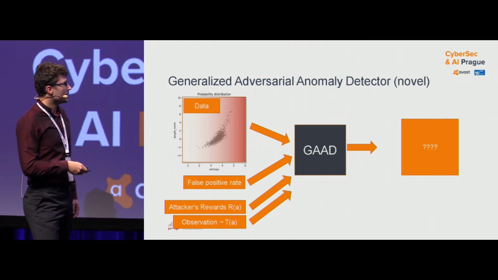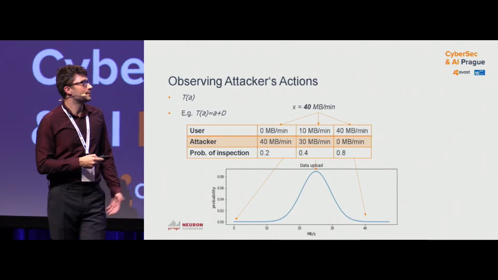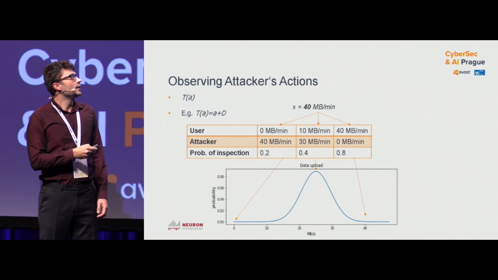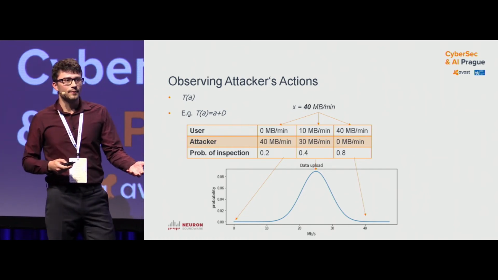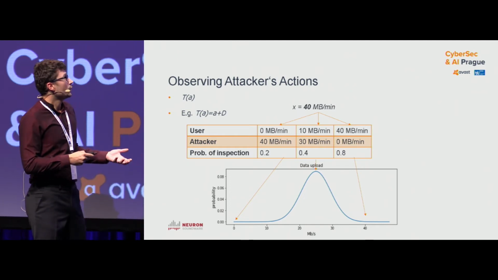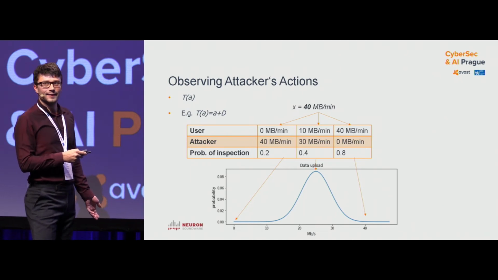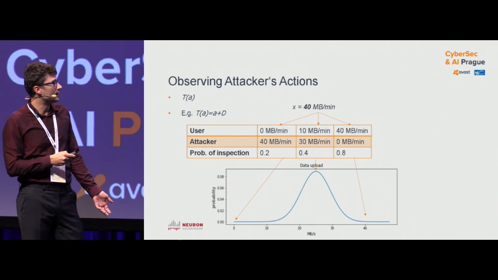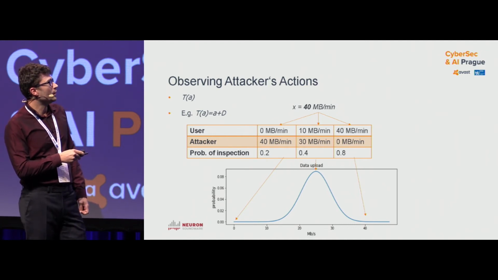So the motivation is, why don't we observe those actions? Let's assume in this example that we see 40 megabytes per minute as the next sample, uploaded from that user. However, we cannot tell whether it was the user who uploaded 0 megabytes and the attacker exfiltrated 40 megabytes. Therefore, based on this attacker's action, we know that we should inspect it with probability.